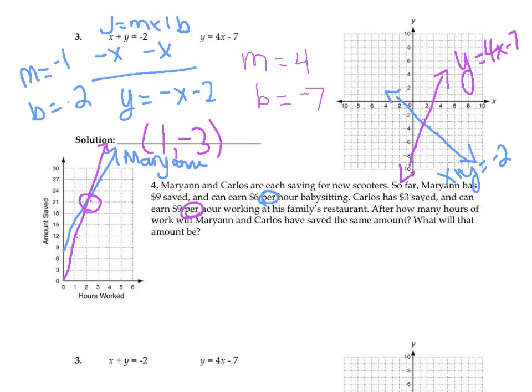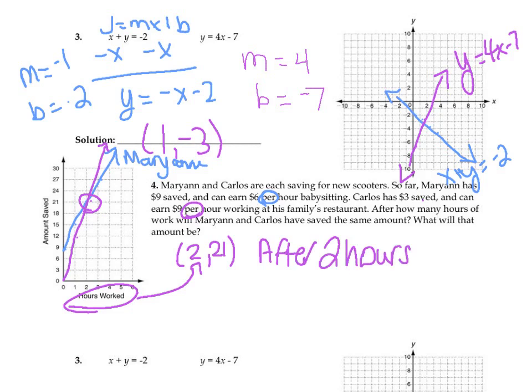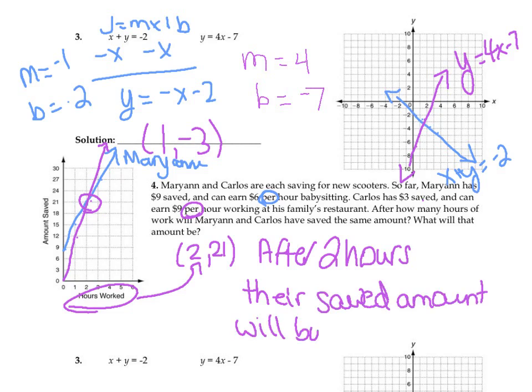So I see that it crossed at point 2, 21. Our first question was after how many hours? I see hours is the x value. So I would say after 2 hours, their saved amount will both be, and if I look up the other axis, that has amount saved, so they've both saved $21.